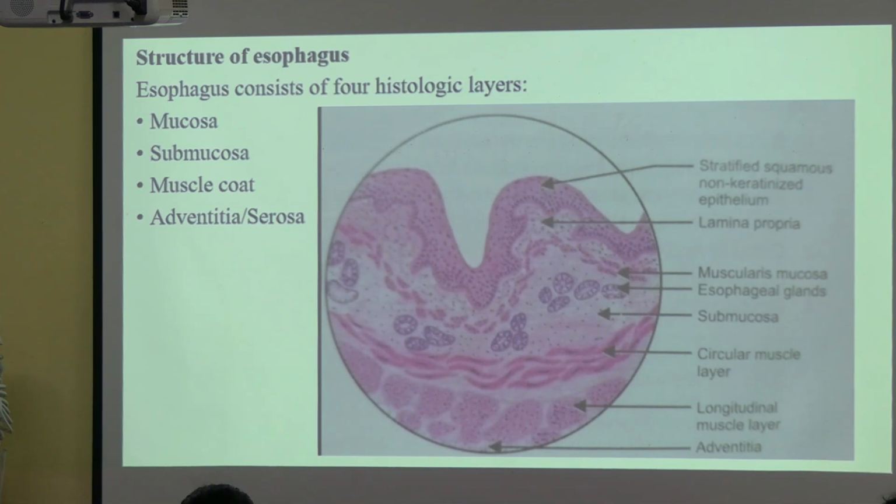Okay, कैसे differentiate होगा serosa adventitia में? Microscopically. सीरोजा में क्या रहता है? Just now I have mentioned, mesothelium रहता है, simple squamous epithelium, जो adventitia में नहीं रहेगा. Okay, so these are the layers.